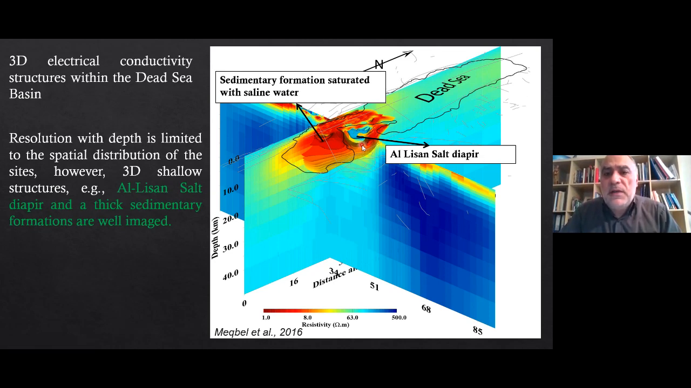Farther to the south, in that part here, we observed a very conductive anomaly that goes down to around 12 kilometers. This kind of formation is saturated with saline water, making the structure very conductive. Such a picture is also consistent with geological and other geophysical information. Nonetheless, toward depth, it was not that easy to get more information, again based on the spatial distribution of the sites.